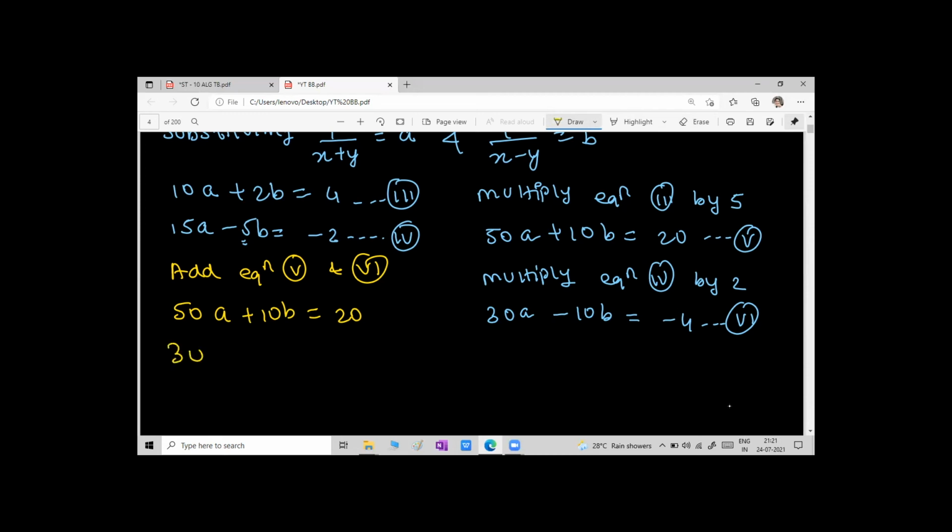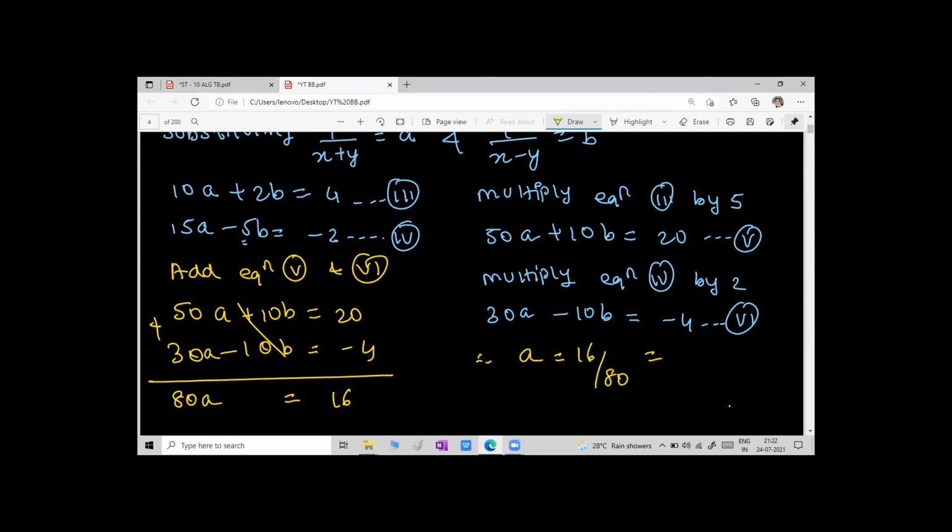Next 30a minus 10b is equal to minus 4. This would be the sign of addition here. ये कट हो जाएगा. ये हो जाएगा 80a is equal to 20 minus 4, 16. Therefore a क्या आ जाएगा? 16 upon 80, which is equal to 1 by 5. ठीक है?